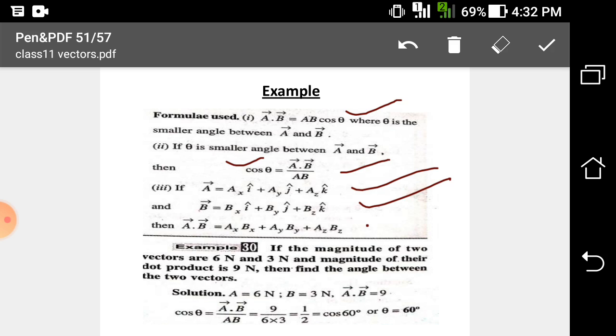So the first numerical is here. If the magnitudes of two vectors are 6 Newton and 3 Newton, and the magnitude of the resultant of the dot product is 9 Newton, then find the angle between them. As A is 6, B is 3 and A dot B is 9, we have to use the formula cos theta is equal to A dot B over AB. A dot B is given as 9, and A and B are given. By putting the values in this formula we get the answer, that is theta is equal to 60 degrees.